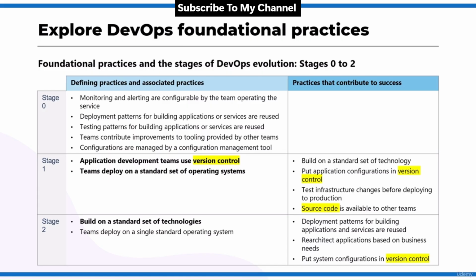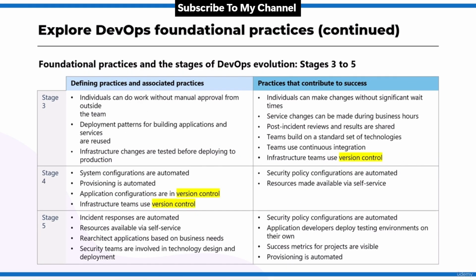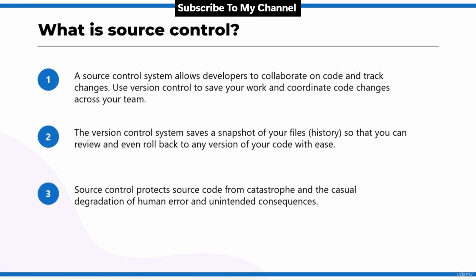As you can see here right now, in different stages of DevOps foundational practices, version control is a very important part, especially when you're dealing with multiple team members or multiple teams in a single project. These are the multiple stages, stage number 3, 4, and 5. It's the same thing which we are discussing.